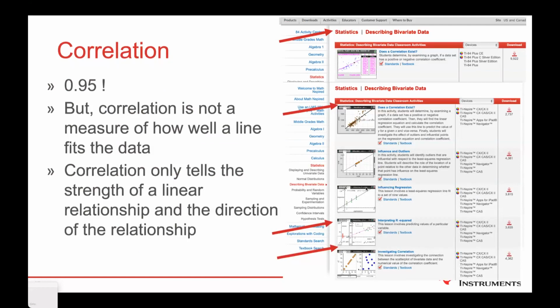So that is pretty awesome. But the really big deal is correlation does not tell you how well a line fits the data. Correlation only tells the strength of a linear relationship and the direction. Correlation is not in the CED for precalculus, but this idea keeps coming up, and it's one that we want to make sure is not misunderstood. So here are several resources, both on the 84 and on the Nspire, that you can explore to get a better understanding of what correlation really is. Next slide, please.